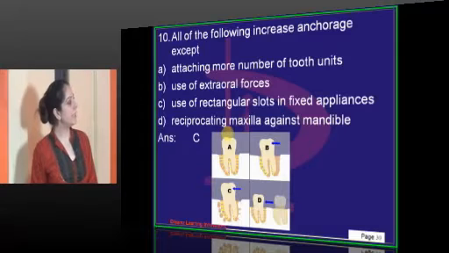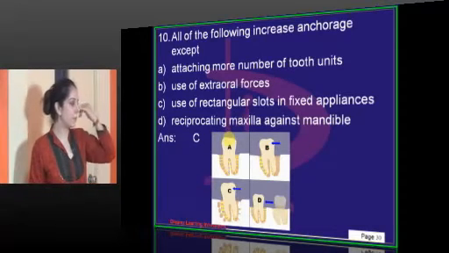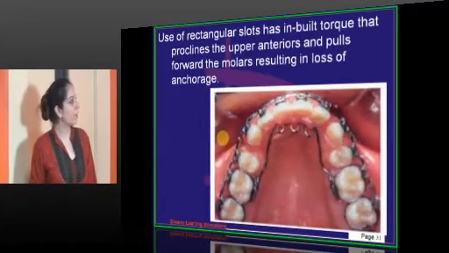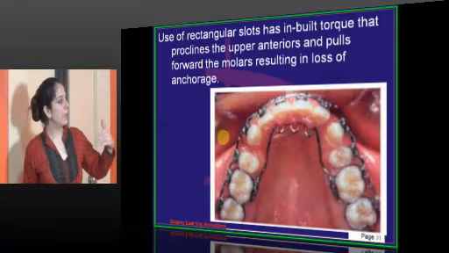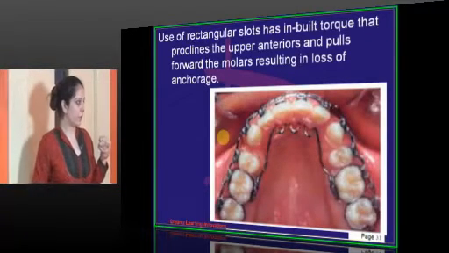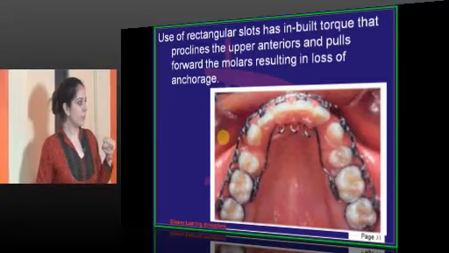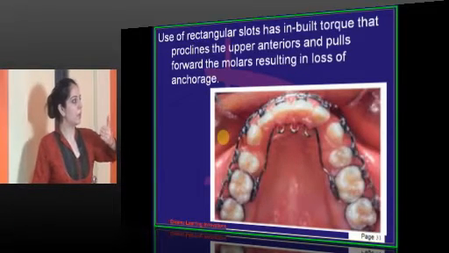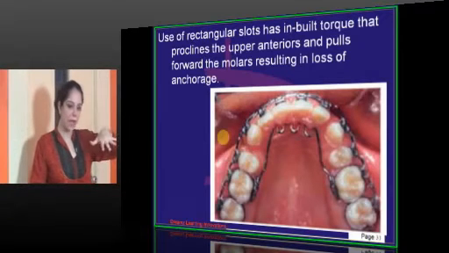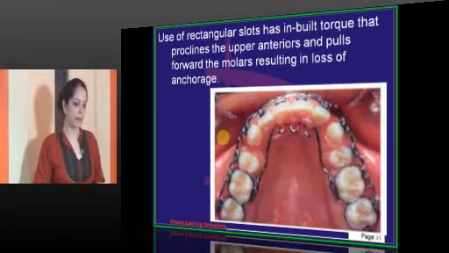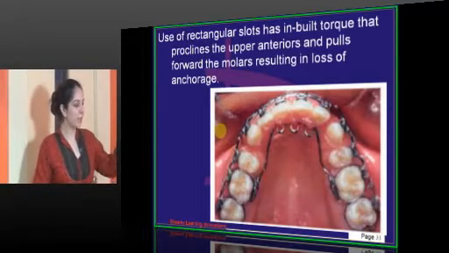All of the following increase anchorage except use of rectangular slots in fixed appliance. Now, this has absolutely nothing to do with anchorage, so obviously this is the odd one out. This is used for an entirely different purpose, and usually when you try to increase the torque in anterior teeth, you end up proclining the upper anteriors more. So that is inadvertently a loss of anchorage rather than gain of anchorage. That we'll discuss a little later.